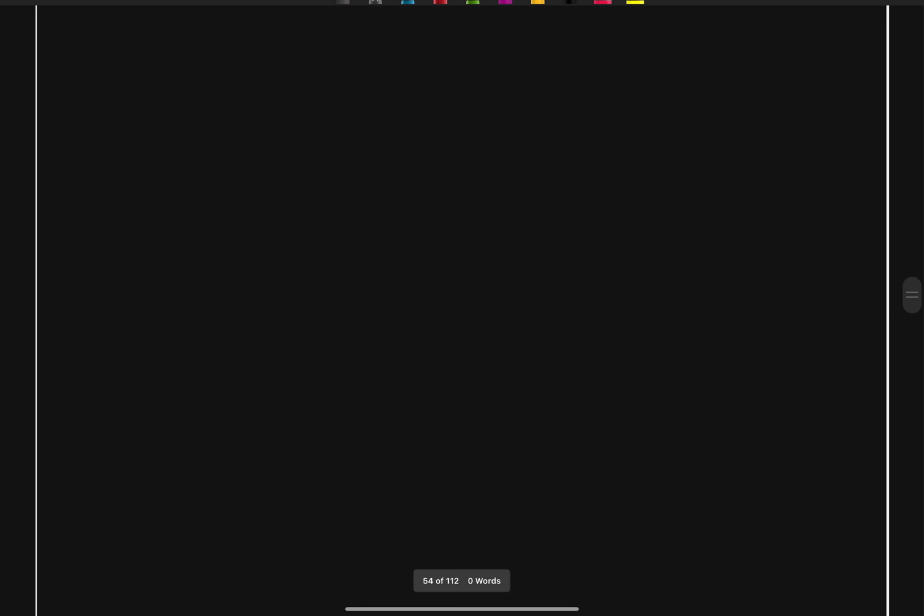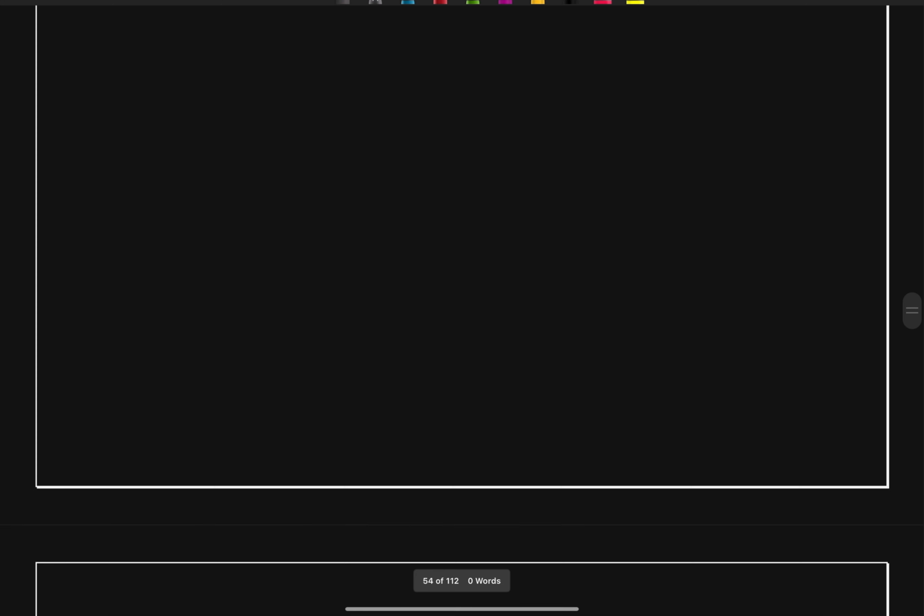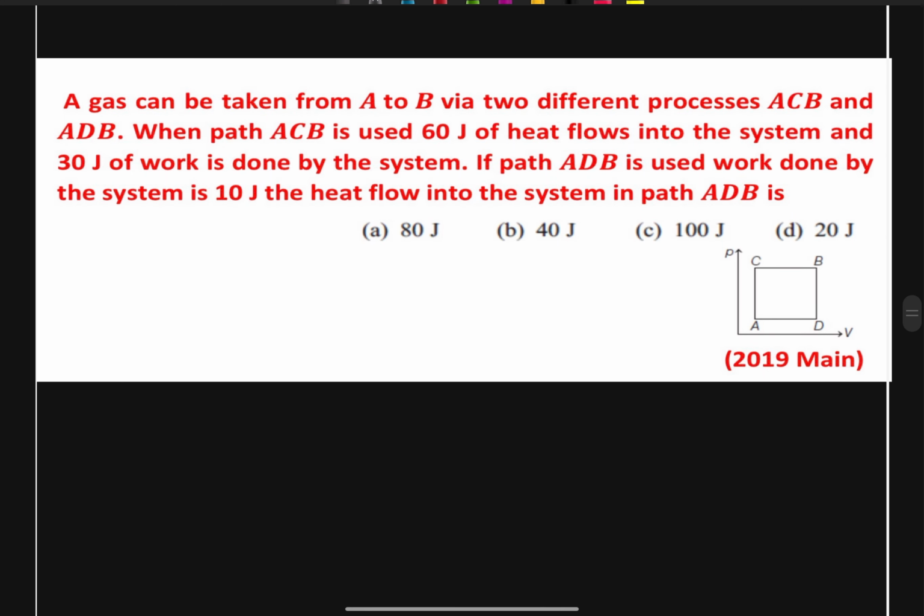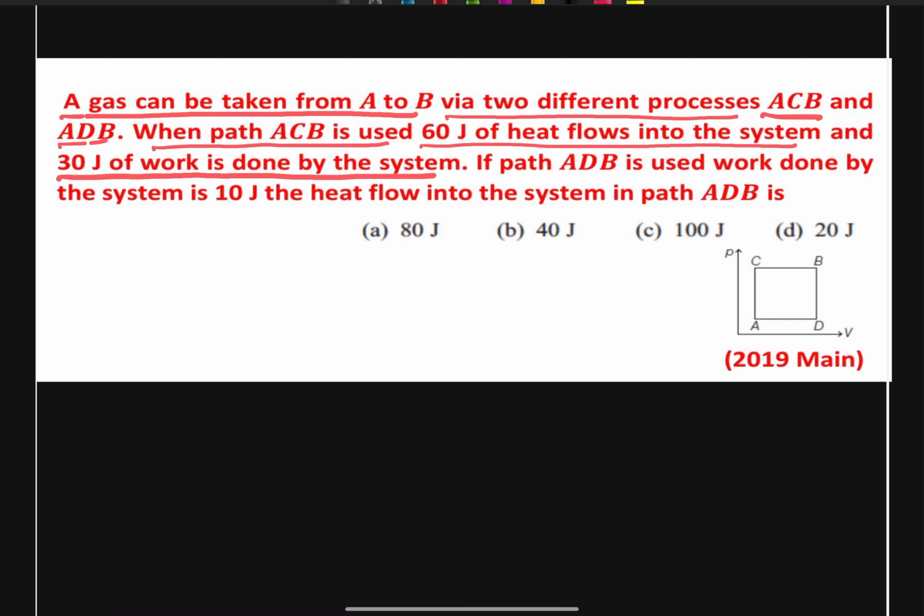Next question. It says that a gas can be taken from A to B via two different processes, ACB and ADB. When path ACB is used, 60 joule of heat flows into the system and 30 joule of work is done by the system. For path ADB, the work done by the system is 10 joule. We have to find out the heat flow into the system for path ADB.